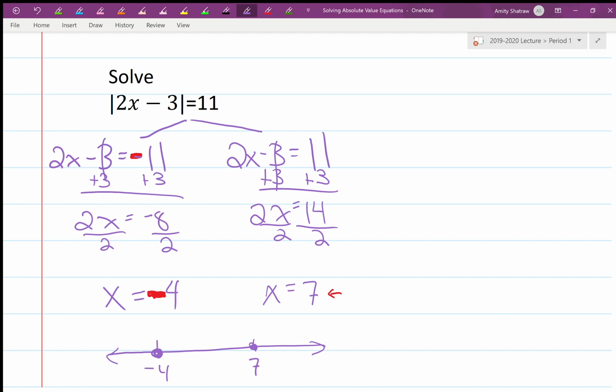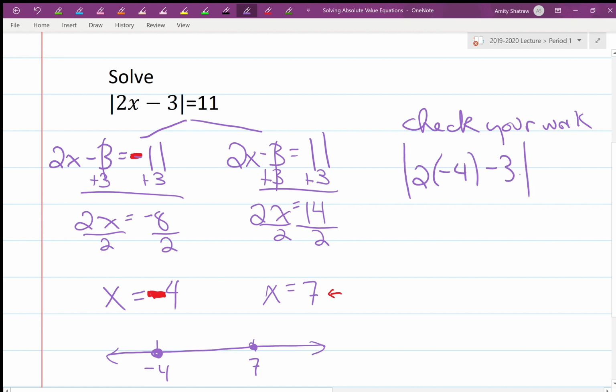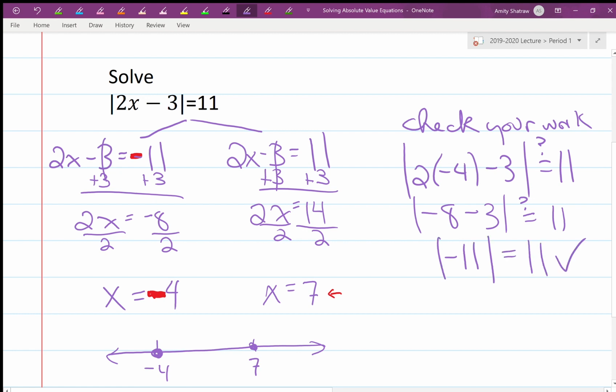So if you want to check your work, you can just plug those numbers in. So 2 times negative 4 minus 3, take the absolute value of that and check, does it equal 11? Well, let's see. 2 times negative 4 is negative 8, minus 3 is negative 11, so the absolute value of negative 11, which we know is 11. Check, I've done it.